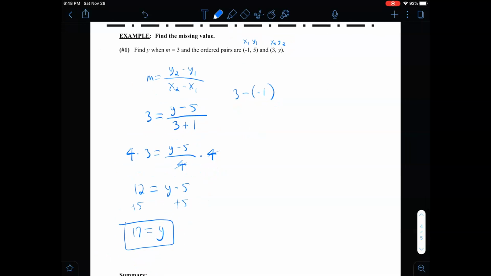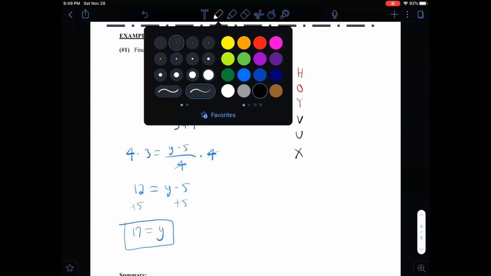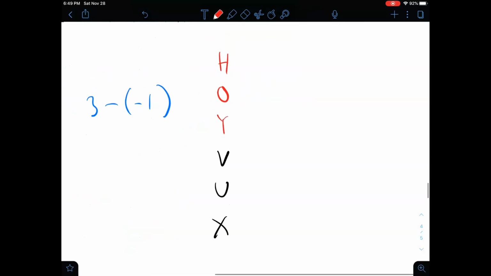Okay, and now we're going to revisit HOY BUX one more time because it's very important. HOY BUX. This is another important thing with slope. H stands for a horizontal line. The O is not really an O, it equals slope. The slope is 0 for a horizontal line.